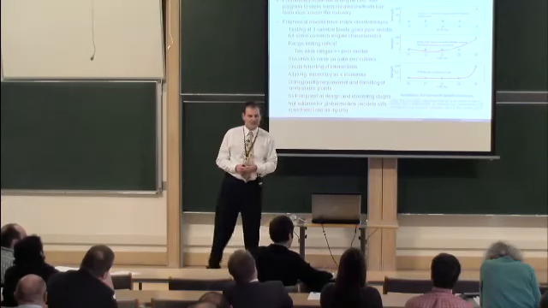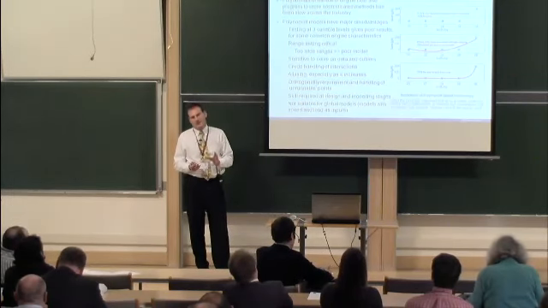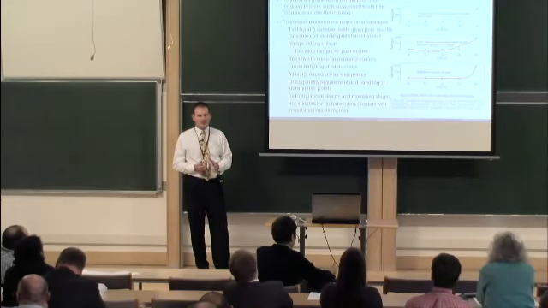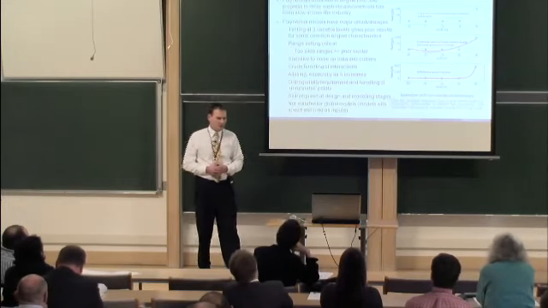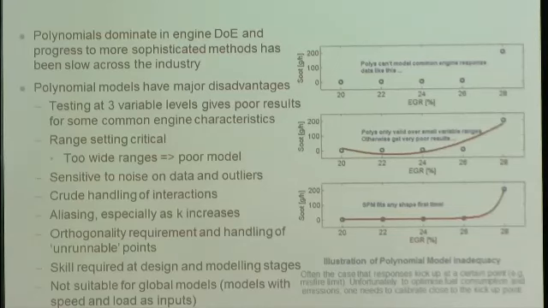Aliasing, not such a problem when you've got 4 or 5 variables, but once you're in the 8, 9, 10 type variables, you get lots of problems with aliasing, and you can get some quite strange predictions from polynomial models. Okay, skill required to get good results with polynomials, and they're not really suitable for global models because of the shape of speed and torque responses.